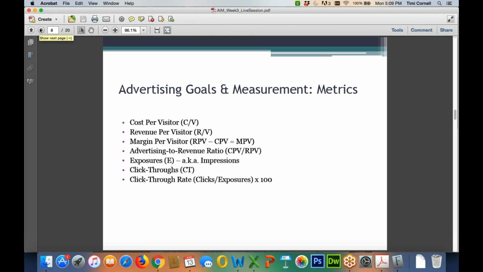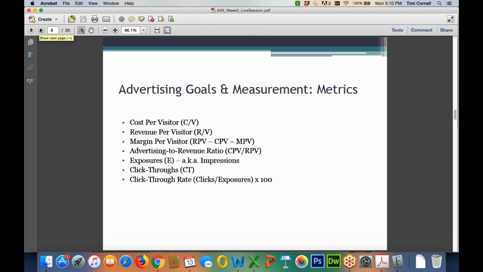The first one is cost per visitor. This is where you would take an advertising cost for a specific period. In this class, we are going to focus on a 30-day period, and then divide by the number of visitors for that same period. And that's essentially how much each visitor is going to cost you.